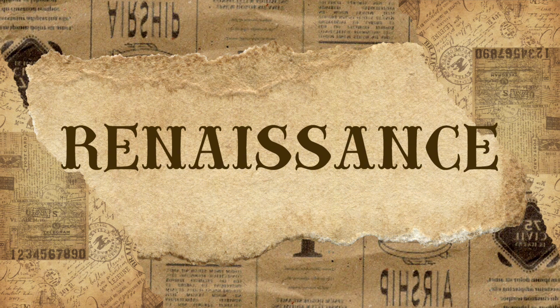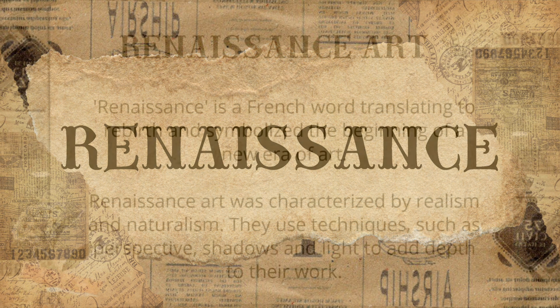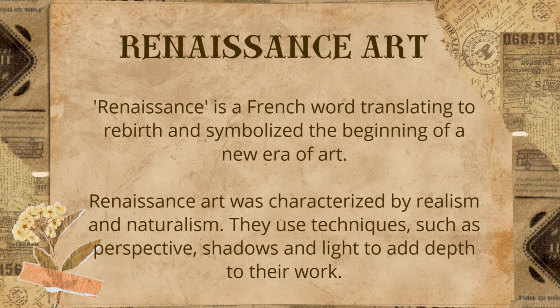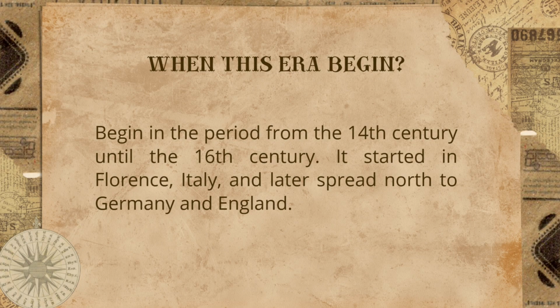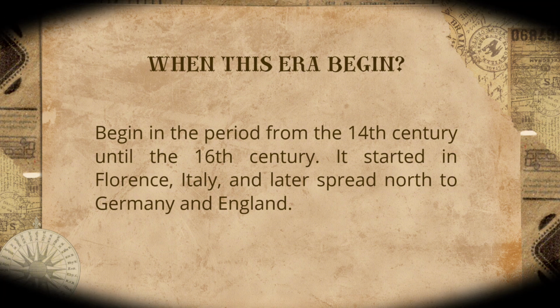We first define what is Renaissance. Renaissance is a French word translating to rebirth and symbolizes the beginning of a new era of art. Renaissance art was characterized by realism and naturalism. They used techniques such as perspective, shadows, and light to add depth to their work. Renaissance began in the period from the 14th century until the 16th century. It started in Florence, Italy and later spread north to Germany and England.